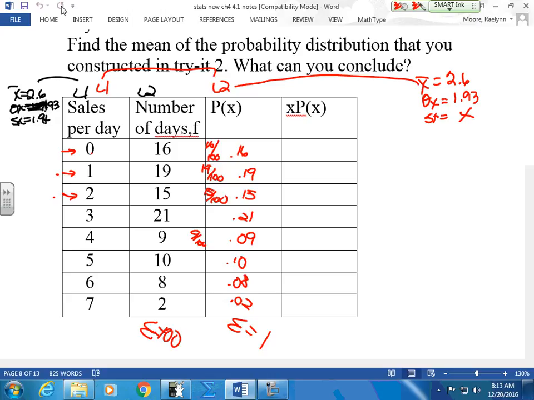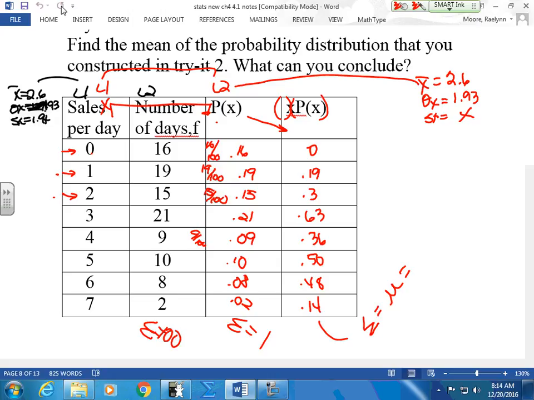Okay, now, according to the table, we should be able to multiply x by p times x. This is your x, this is your p times x. If we multiply these two things, we get this. So let's multiply these across. We're going to multiply x times my probability. So 0 times this, 0. 1 times this, 0.19. 2 times this, 3.63. 4, 5, we're doing pretty good so far. And 0.14. Now, when you take the sum of this, it is equal to the mean.